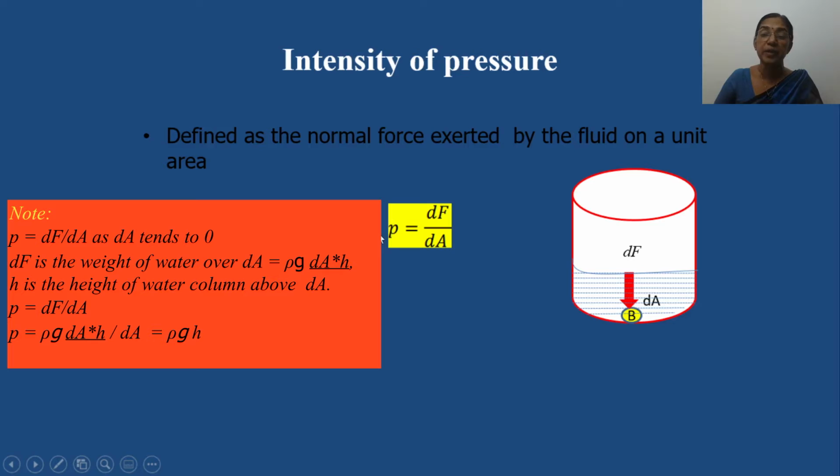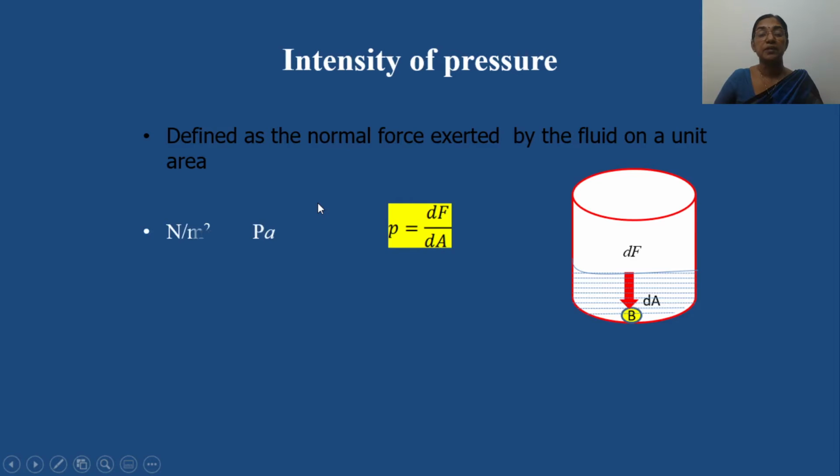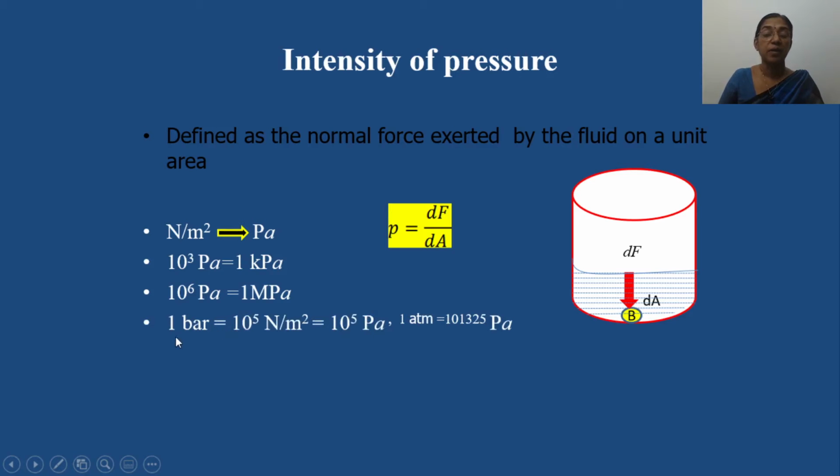So what is the unit of p? The force is in Newton, and area is in meter square. So the unit of intensity of the pressure equals Newton per meter square, or it is called Pascal. The most commonly used unit of pressure is kilopascal. 1 kilopascal equals 10 raised to 3 Pascal. Similarly, 1 megapascal equals 10 raised to 6 Pascal. Another common unit is bar. 1 bar equals 10 raised to 5 Pascal.